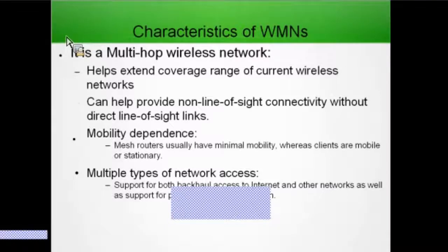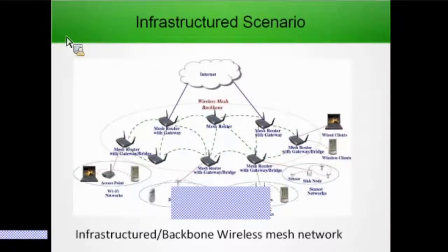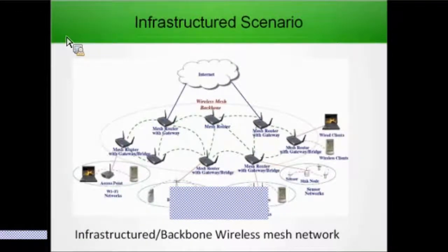Just to understand exactly how it works, we're considering a multi-hop wireless network, which means all the nodes work together. It's a distributed network where we can transfer packets from one machine to another until its destination.